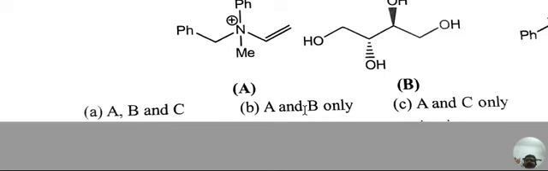A and B only can be neglected, B and C only can be neglected, A, B, C can be neglected. So which is the right answer? Option C, in which A and C are the right optically active compounds.